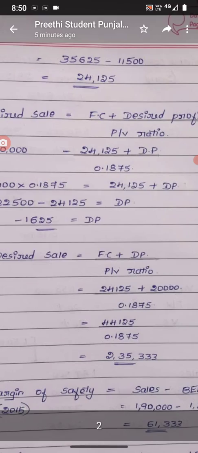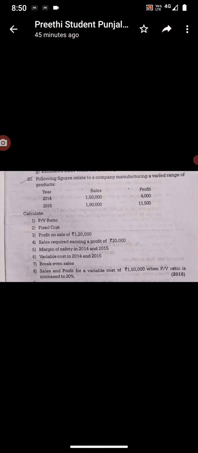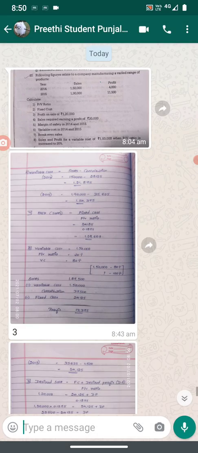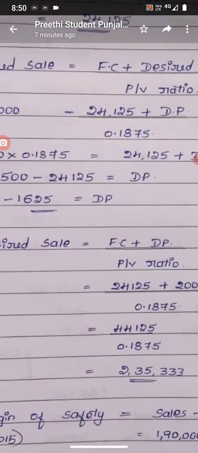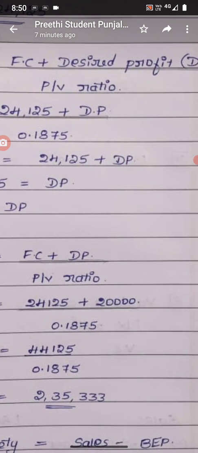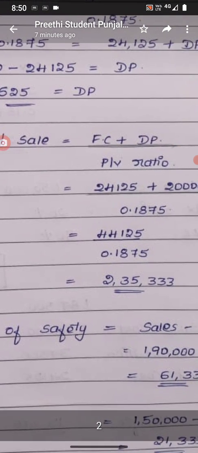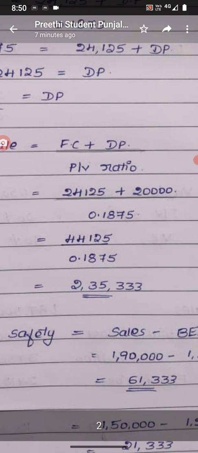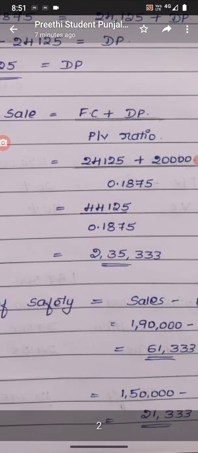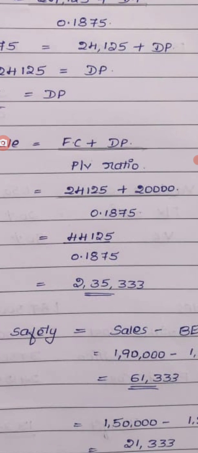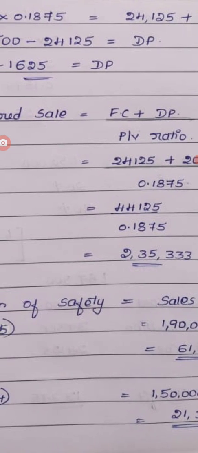Next question: profit when sales is 1,20,000 is done. Sales required to earn a profit of 20,000 is almost on the same lines. Desired sales is equal to fixed cost plus desired profit divided by PV ratio. Desired sales we don't know, desired profit we know: 24,000 plus 20,000 divided by 0.1875. The answer is about 2,35,333 sales. So to get 20,000 profit, you have to do this much sales.